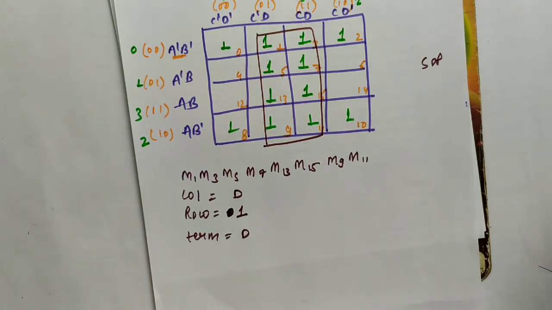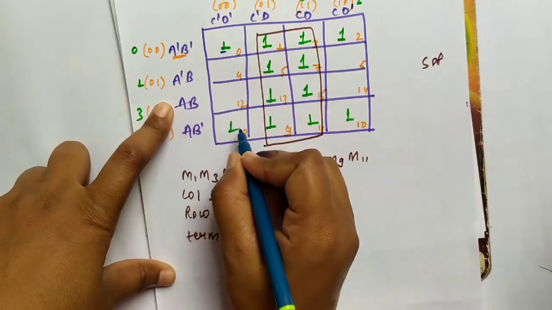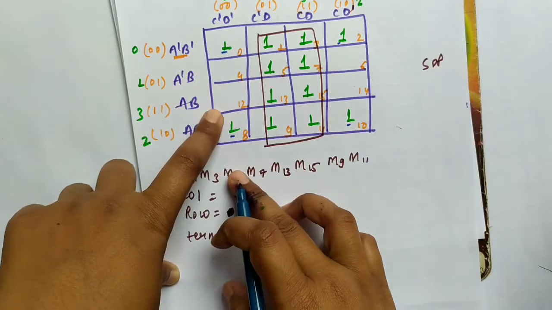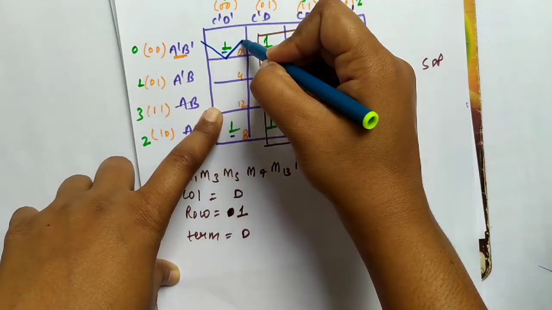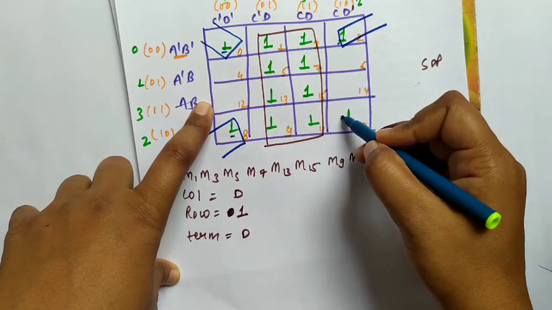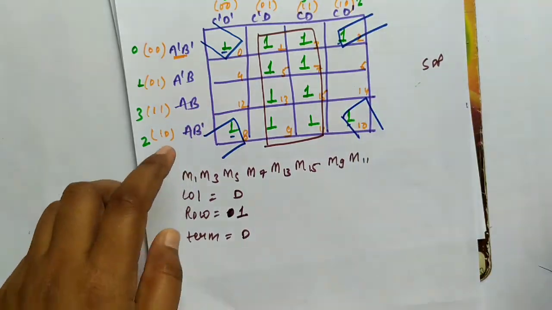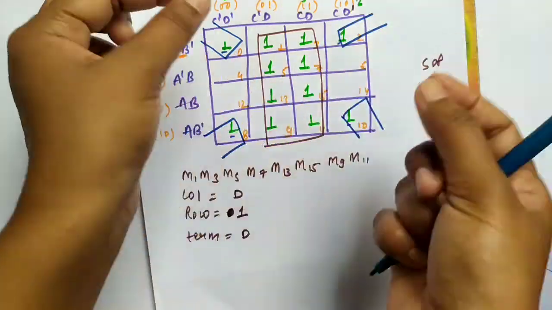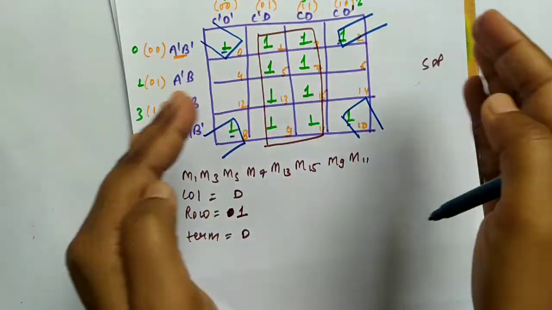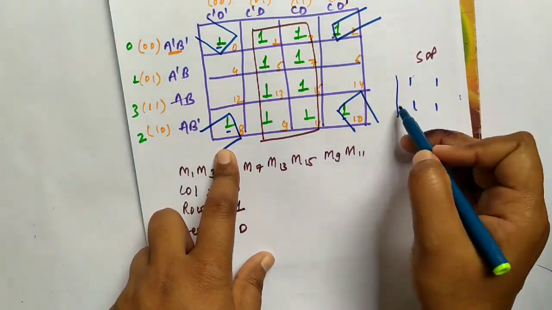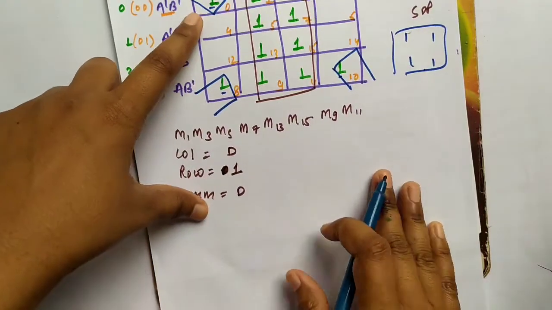So the next pair is the 4 values in the corners. All are in the corners. So we can also make a quad with these 4, because by folding in that direction, all the ones are contained like that. So we can make a quad.